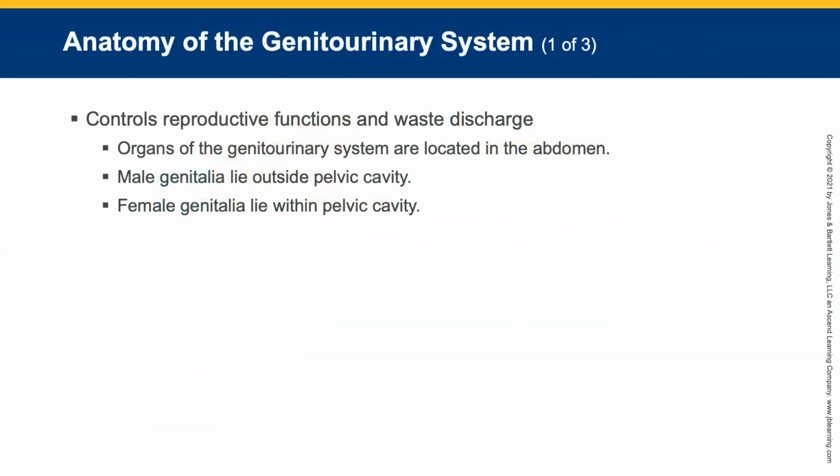The genitourinary system controls reproductive functions and waste discharge. If y'all don't know that by now, you probably should talk to somebody. So organs of the genitourinary system are located in the abdomen. The kidneys are solid organs. The uterus, bladder, and urethra are hollow organs. The male genitalia lie outside the pelvic cavity, except for the prostate gland and the seminal vesicles. The female genitalia are contained entirely within the pelvis, except the vulva, clitoris, and labia.